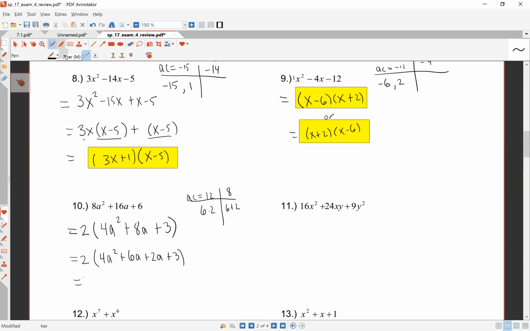All right, so from our first pair, 4a squared and 6a, we take out a 2a. And that leaves us with 2a plus 3. My second piece is a 2a plus 3. So from these pieces, we factor out the 2a plus 3 to the right-hand side. Leaves us with 2a plus 1 and the GCF of 2 out in front.